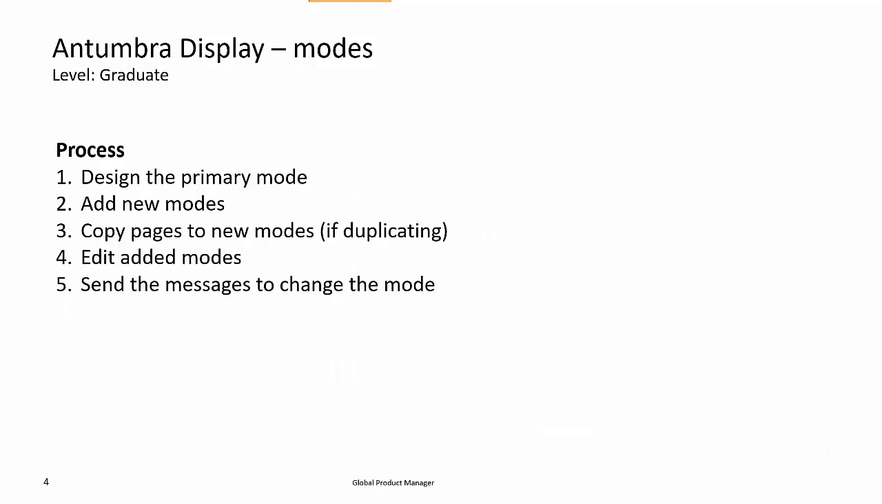So as I said, the process that I created for the different languages, and this is if you want to create any modes: get a primary mode. There's always a primary mode. Then you add new modes. If you want to duplicate, you copy the pages, you edit the new modes, you save all that obviously to the Antumbra, and then you send the messages, which are logical messages, and they change the mode of the panels, all the panels in the area, obviously if they can configure the same way.